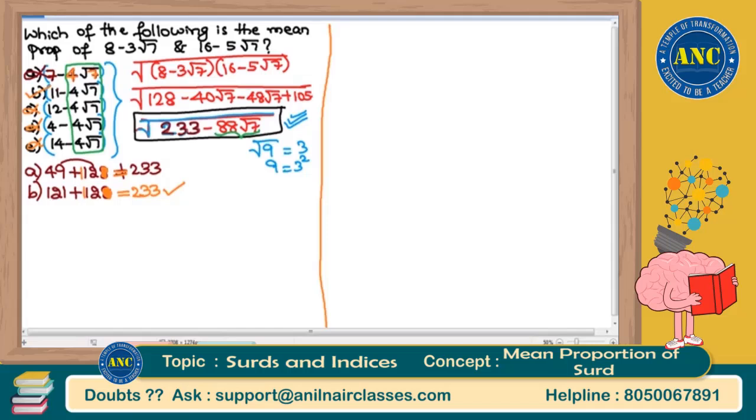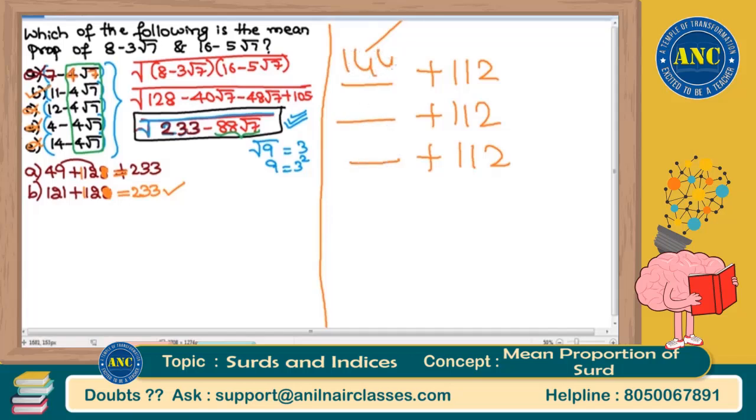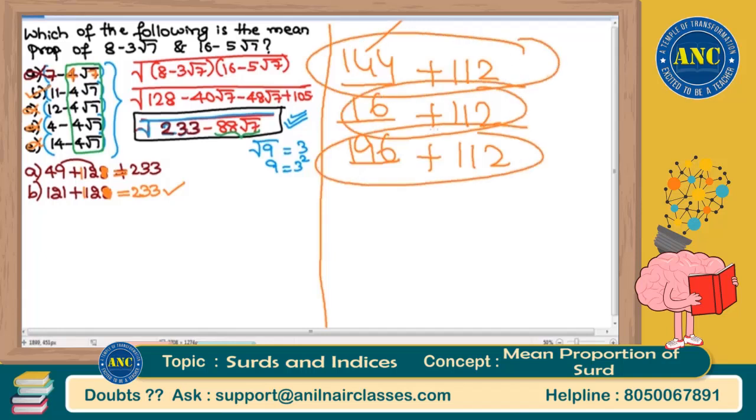No other option will satisfy, because B square for all the other options will also be 112 itself. A value will keep changing because 12 square is 144, 4 square is 16, 14 square is 196. None of these will give you 233. I hope the idea is clear.